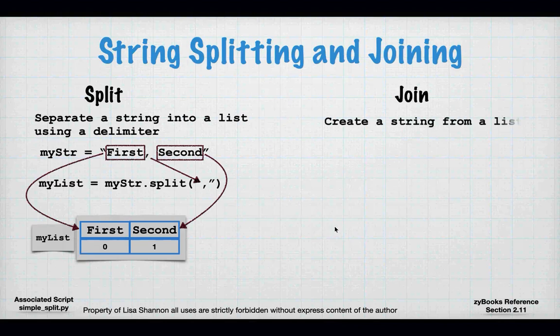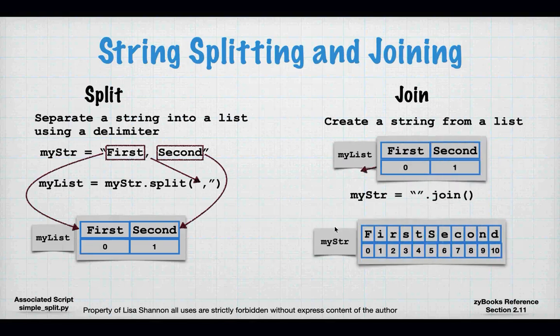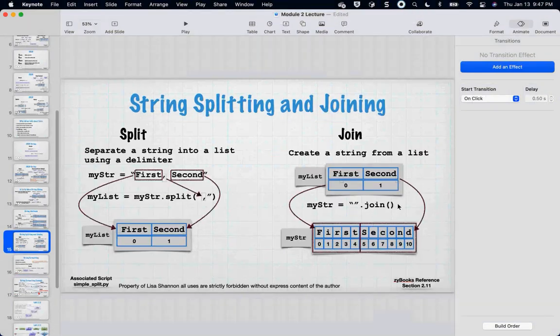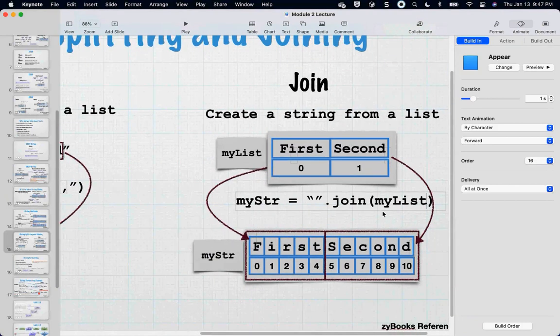And then you can join. So you're going to create a string from a list. And you've got two elements. And you're going to join it. Now, the syntax here is different. You can't just call join on, sorry, this is my bad. Let me fix this. Join my list. Sorry about that. Okay. So the syntax here is different.